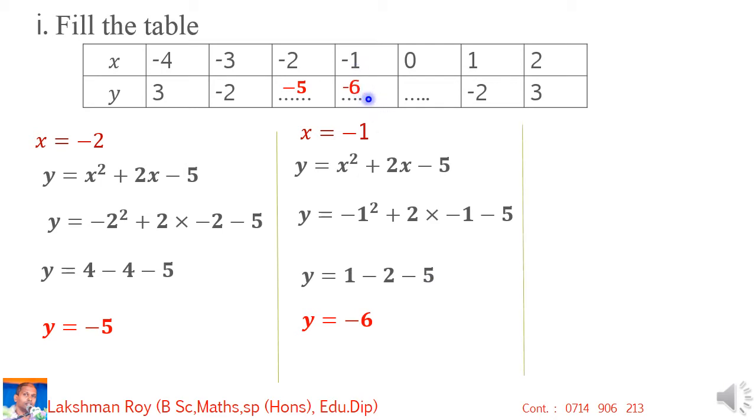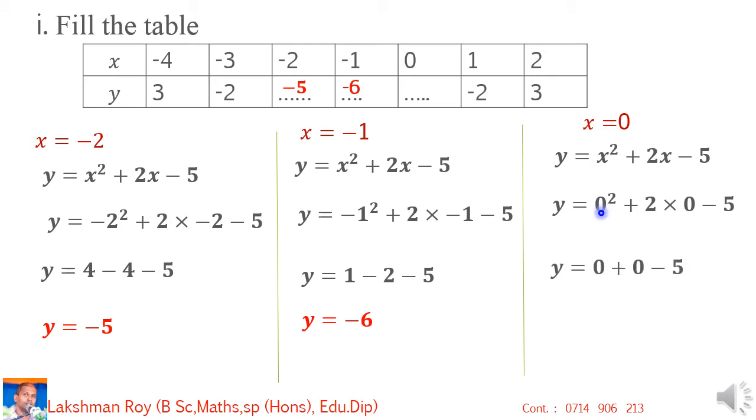If you go to the third value, x is 0, right? Now the function is this one. So substitute x as 0. Here 0 squared plus 2 into 0 minus 5, right? So be careful. 0 squared means 0 into 0, that means 0. Then 2 into 0, any number multiplied by 0 is also 0, then minus 5. So all are 0, only negative 5 remains. So that is the value of y when x is 0. That is how to find the values of y.